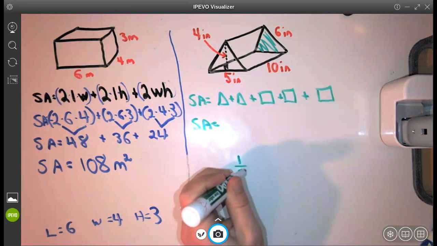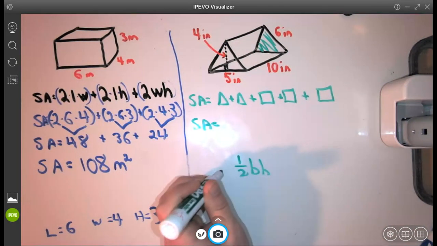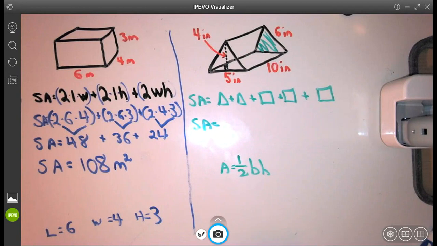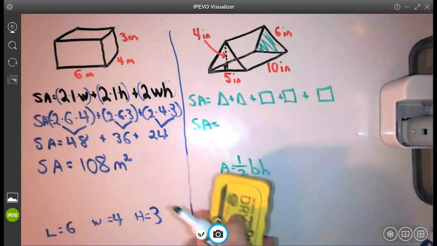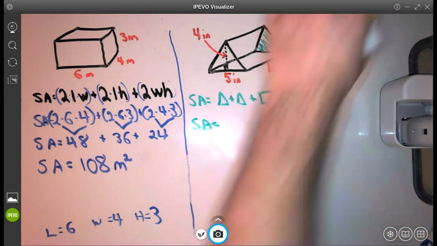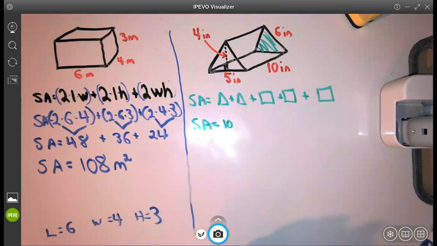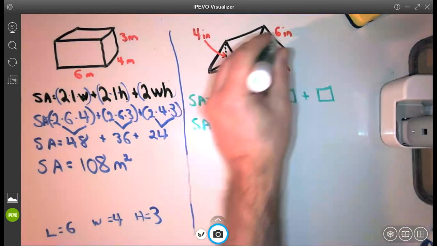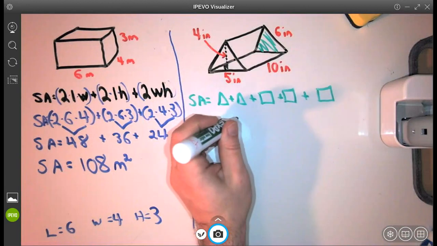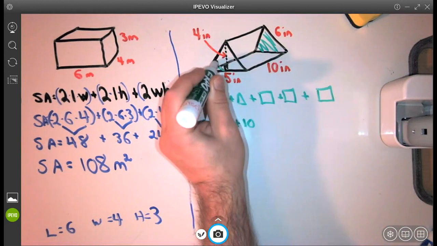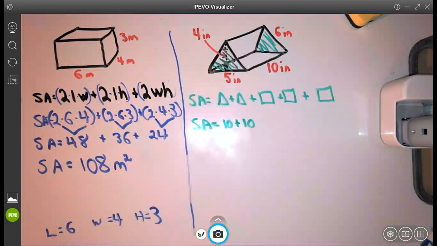Remember, this is the formula. 1/2 BH is the area of a triangle. So 5 times 4, which is 20, divided by 2, which is going to be 10. So 10 squared inches. What's nice is these two triangles are congruent, so it's going to be another 10. And now I have the area of both of those triangles.